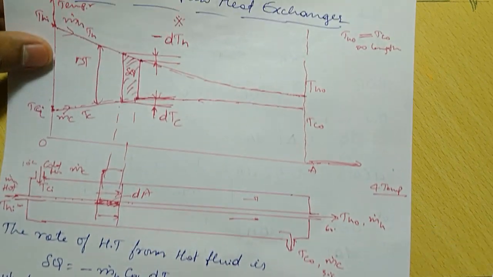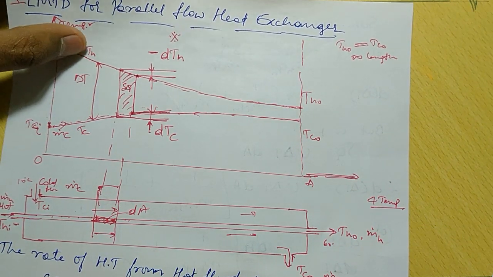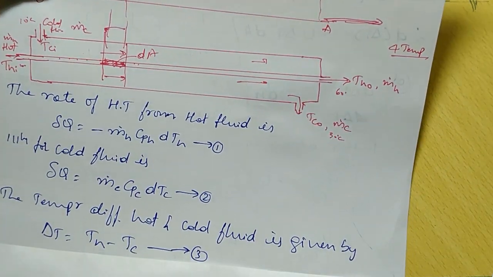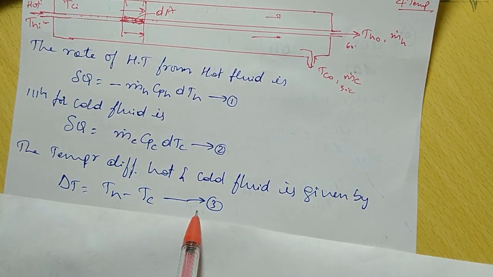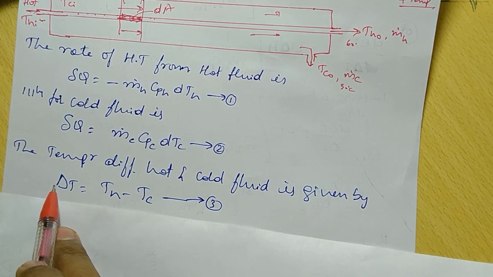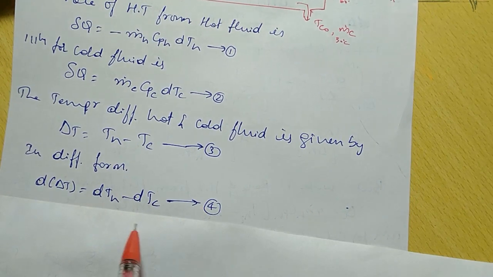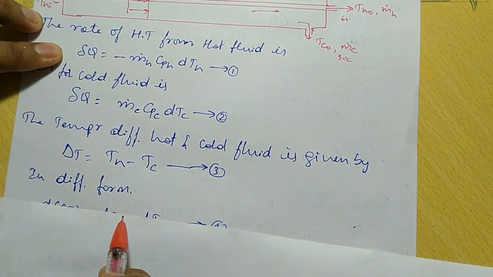The temperature difference between hot and cold fluid is given by delta T. Delta T equals TH minus TC. Call that equation 3. Now you do the differentiation. By differentiating, d of delta T equals dTH minus dTC.